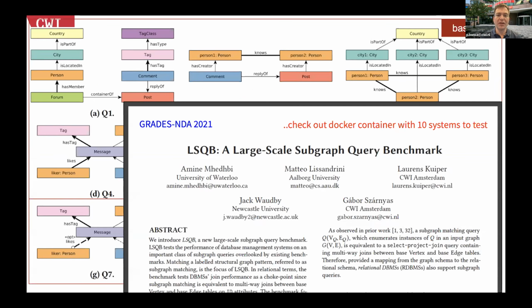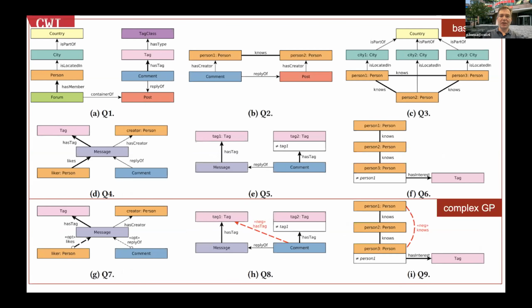This mini benchmark works on the LDBC dataset, but it is simpler than the full LDBC benchmarks. It's called LSQB, a subgraph query benchmark, and it consists of 9 queries, 6 of which are truly basic pattern matching, and 3 of them are called complex, although they're not really very complex. They just add some optional connections and some negation.